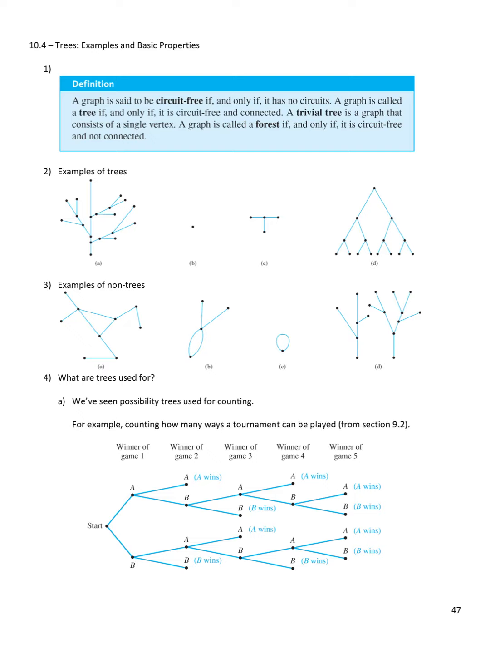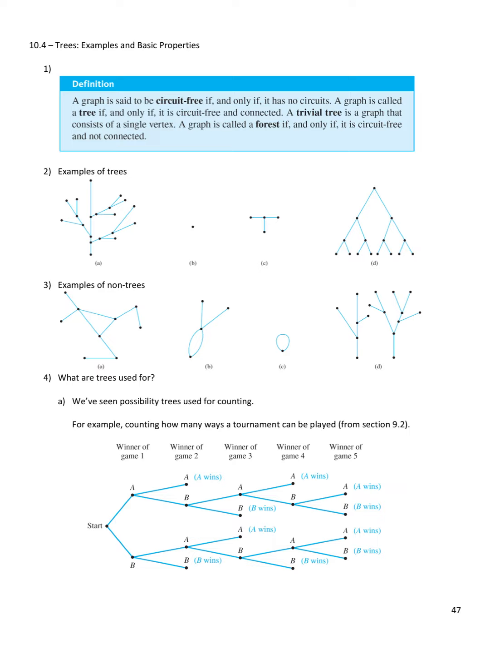Welcome to CSC 201, 10.4, trees, examples and basic properties. So we have a definition of a tree here. A graph is said to be circuit-free if and only if it has no circuits. And a graph is called a tree if and only if it is circuit-free and connected. A trivial tree is a graph that's just a single vertex, and a graph is called a forest if and only if it is circuit-free and not connected.